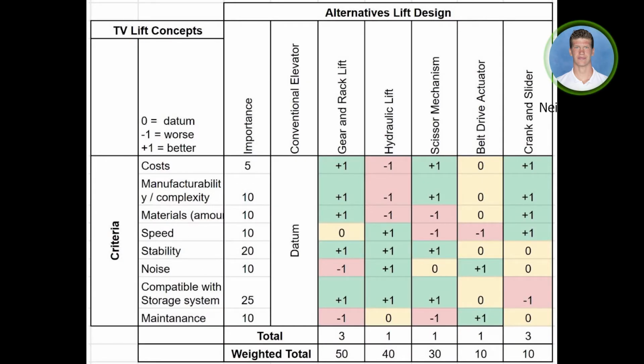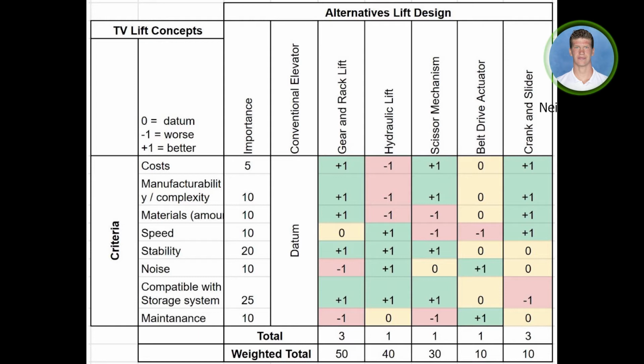So to select the best concept, we evaluate each concept by using Pugh's method. In other words, we use a decision matrix. In the decision matrix, we grade concepts on each criterion relative to the conventional elevator. The result of the Pugh's method is shown in the decision matrix. For the TV storage system, we will go further with the gear and rack lift design, as it received the highest score in the decision matrix.